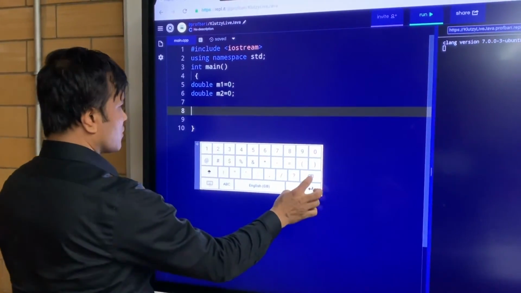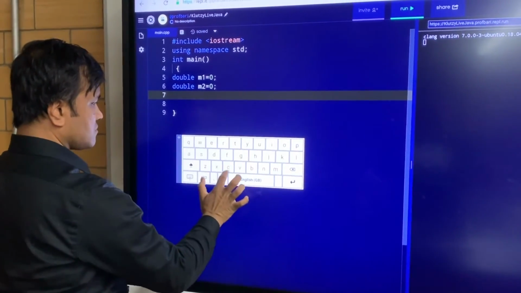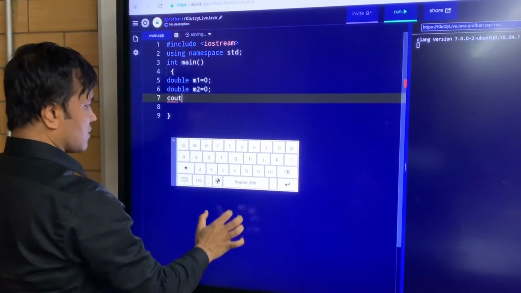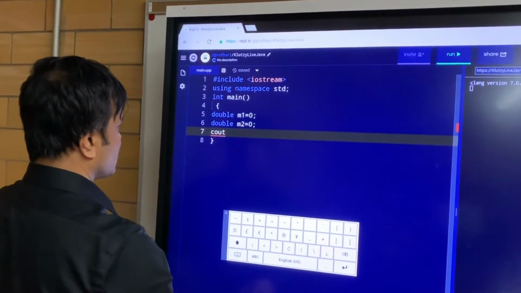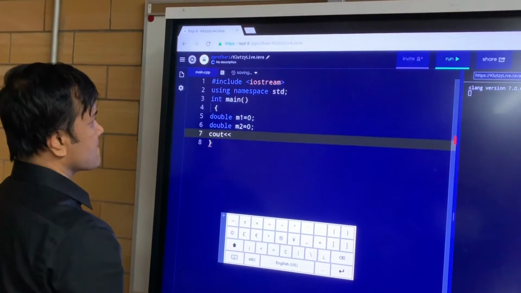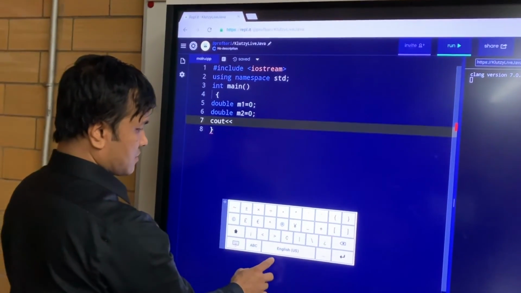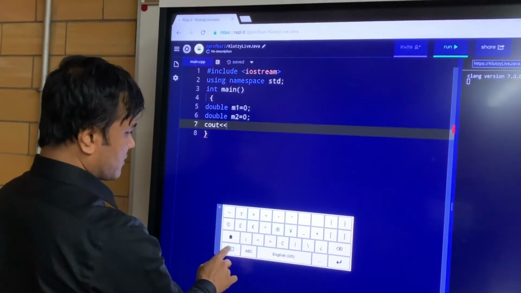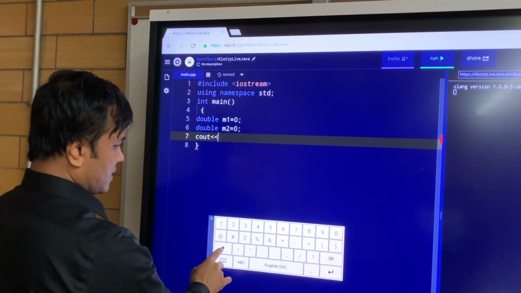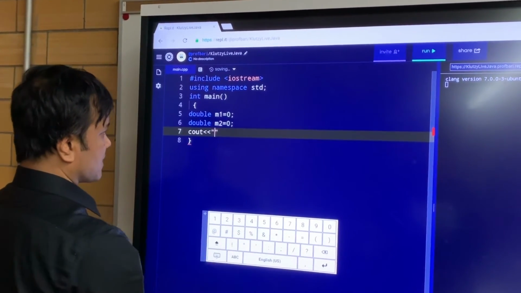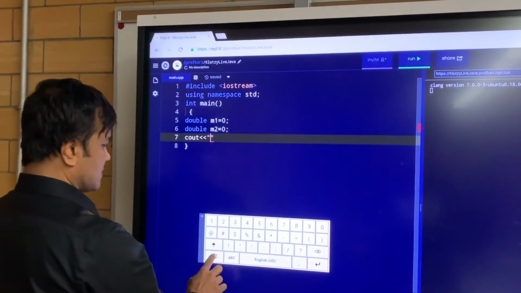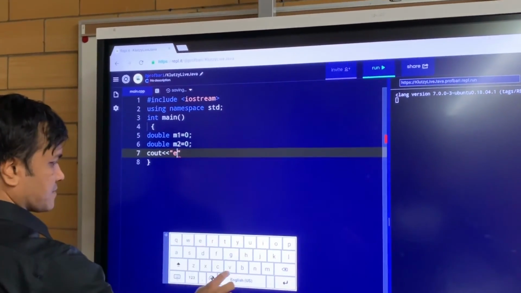So we're gonna have to write cout, then less than, less than, and then the quotation mark. Hopefully we have the quotation mark. All right, I saw the quotation mark. Okay, so I'm going to write Enter.